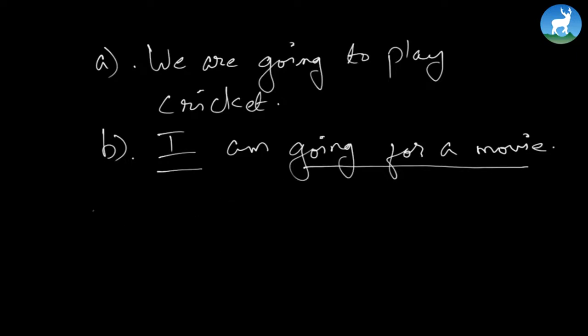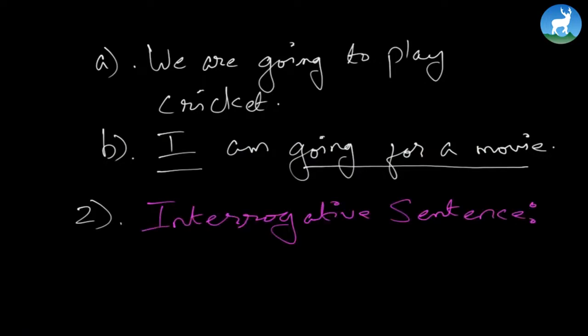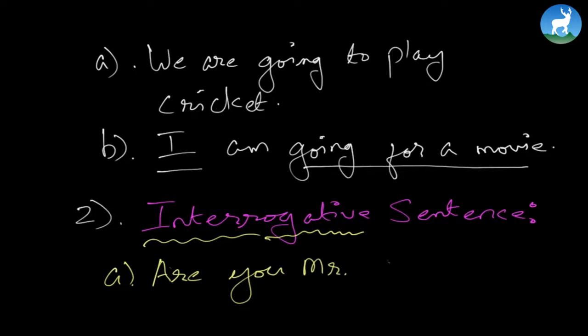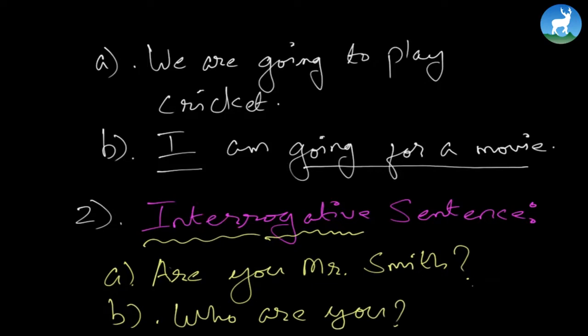Now, moving further, the second type of sentence is what we call the interrogative sentence. What is an interrogative sentence? Do you know what interrogative means? Whenever a sentence asks something, that is what we call an interrogative sentence. For instance, are you Mr. Smith? Or, who are you? These are sentences which always ask questions. And of course, we must not forget that it is always accompanied by a question mark, which is what we call interrogation.